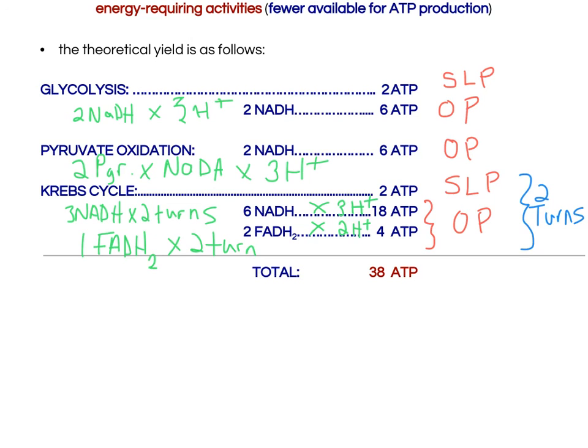So adding all of that up, we can see 2 plus 2 plus 6 plus 6 plus 2 plus 18 plus 4 is going to give us our theoretical yield of 38 ATP. So I hope that made sense, and if there are any points that you need clarified, please let me know.